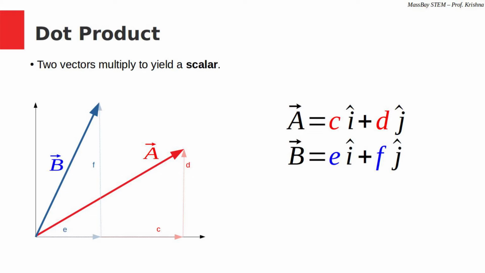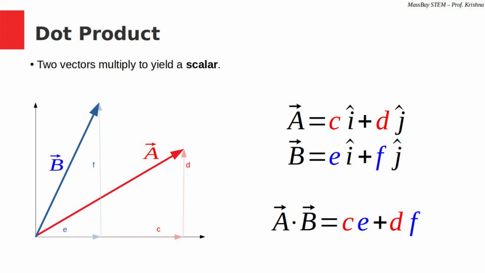In general, we can say this. Suppose you have two vectors in rectangular. The first has coordinates ci hat plus dj hat. The second has coordinates ei hat plus fj hat. The dot product is found by multiplying the x coordinates, c times e, then multiplying the y coordinates, d times f, and then adding those products together to yield a single number with no direction.